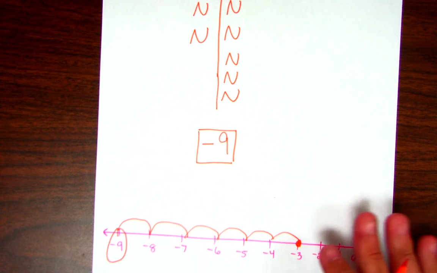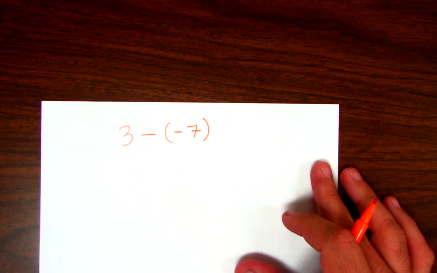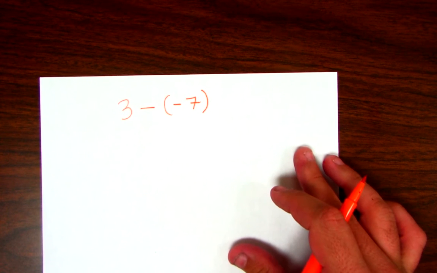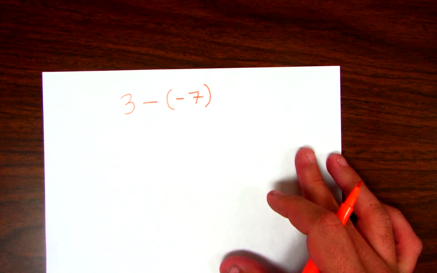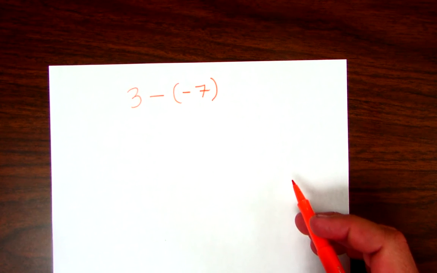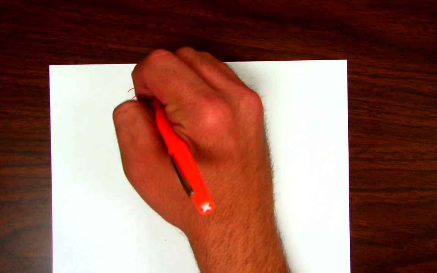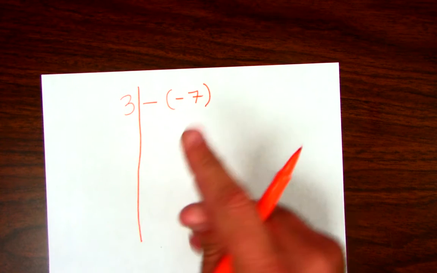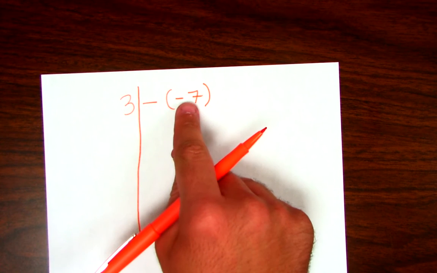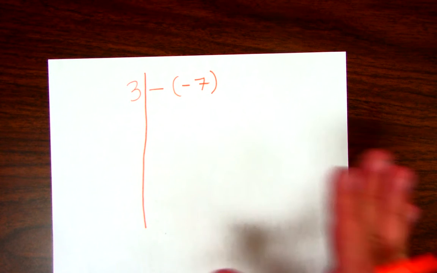Alright, let's do one more example. Oh, sweet mother of pearl, this looks like a tough problem because we have parentheses involved. Alright, well, let's start by separating out each term. I have this number 3 all by himself. And then I am subtracting the -7 people. Well, let's see if we can do ourselves a small story here.